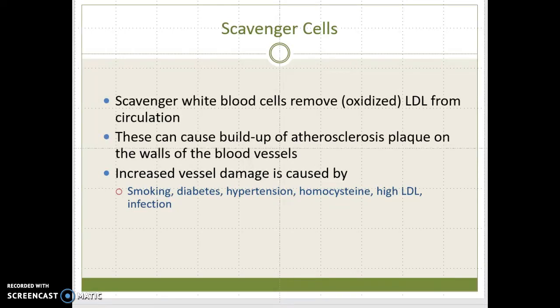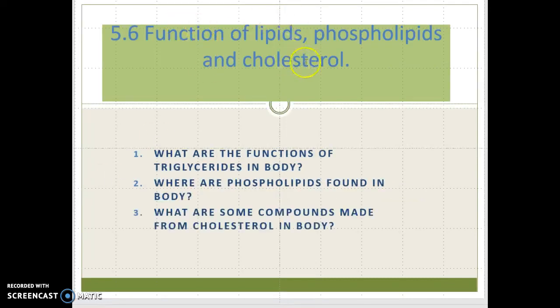So those are the way fat is transported in the system. And then the next section just asks us, what are the functions of lipids? So what is the point of it? Well, we need triglycerides for energy. We also need it for the functioning of the cells of many different organs and tissues in our body.